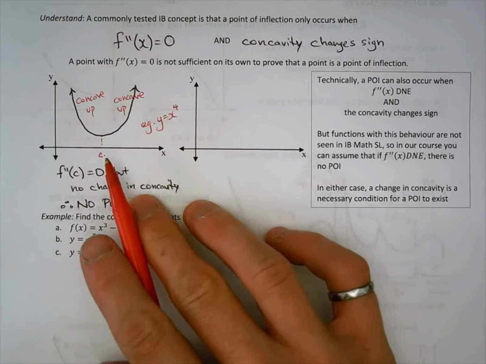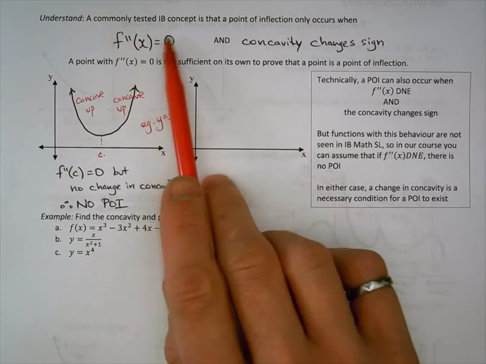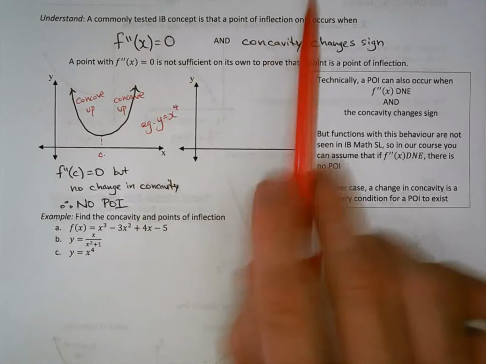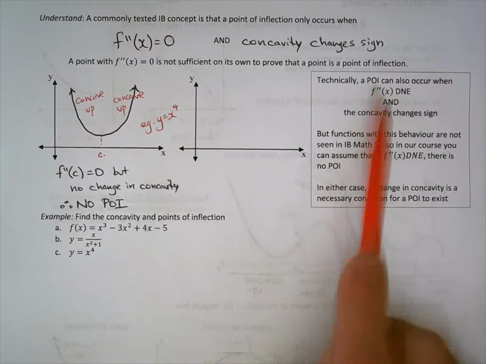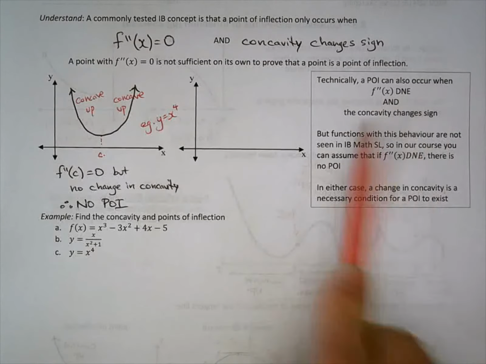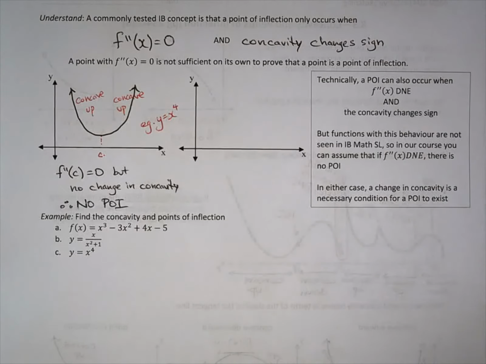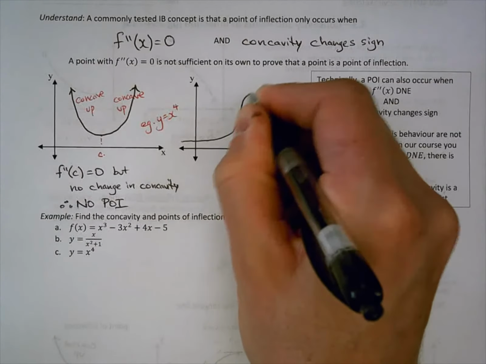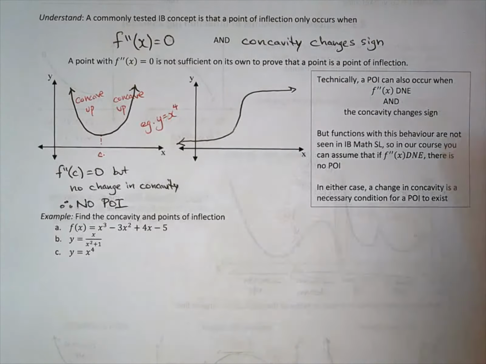On top of that, technically, you can have a situation where the second derivative does not exist and the concavity changes sign. And I put that here. You can still have a POI if there's a second derivative that doesn't exist and the concavity changes sign. An example of that would be similar to what we did in the last lesson, vertical tangent function. So something like this. And this is C here.